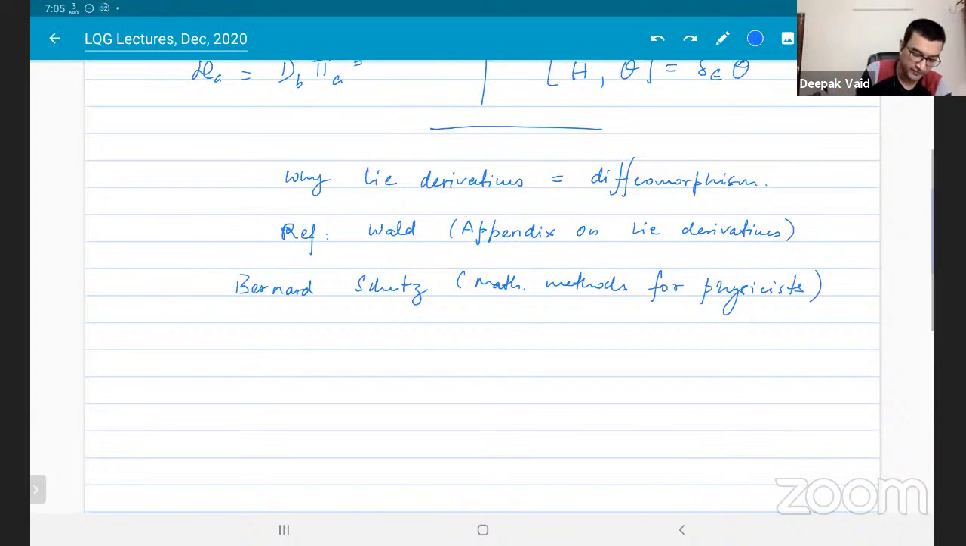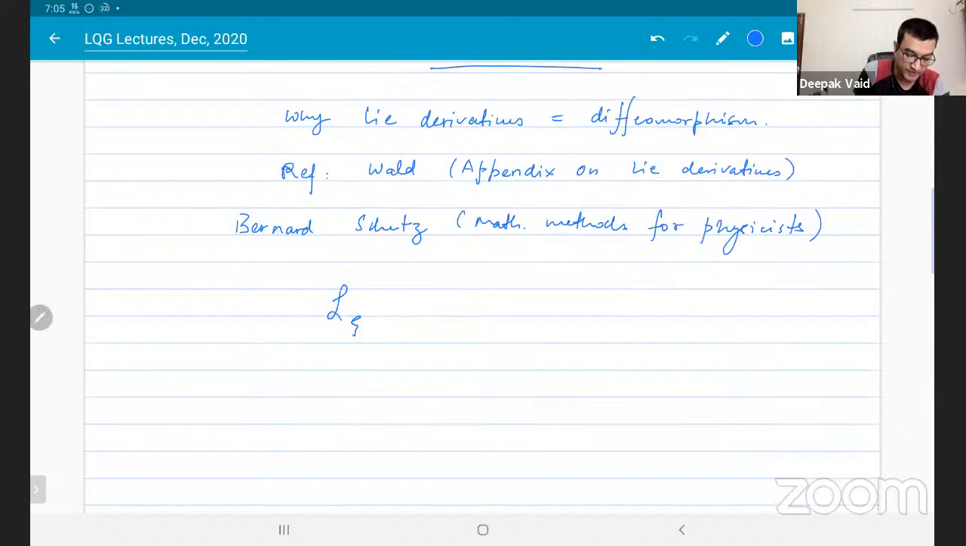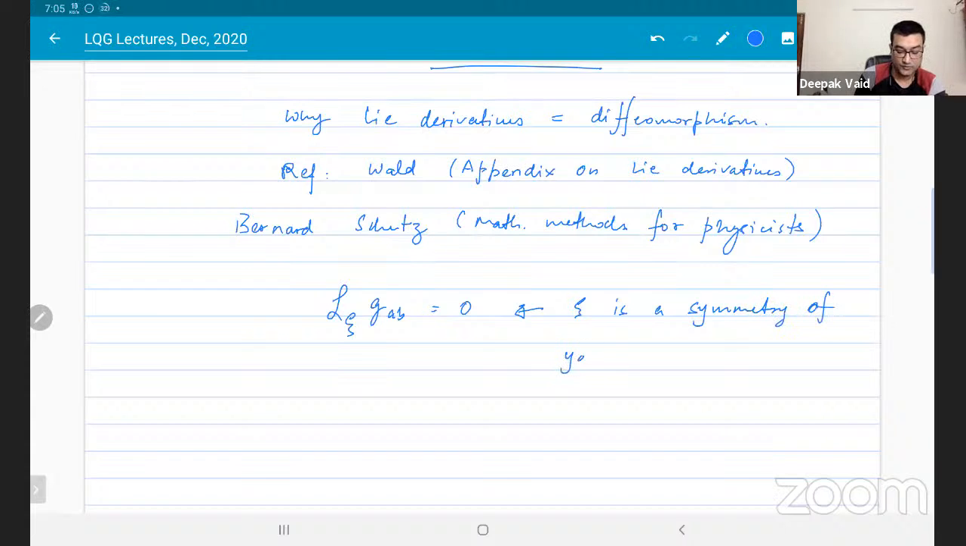What the property of a Killing vector field is that if you have this vector field zeta, right? Its action on the metric gives you 0, right? So the metric is... so this tells you that this is a symmetry of your manifold. Well, the symmetry of your space-time, because it is your manifold plus the metric.